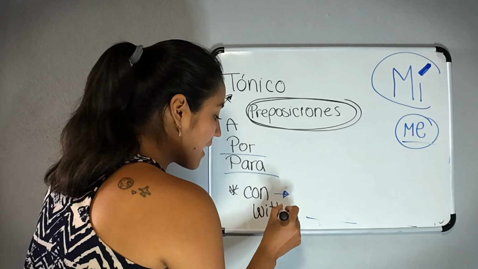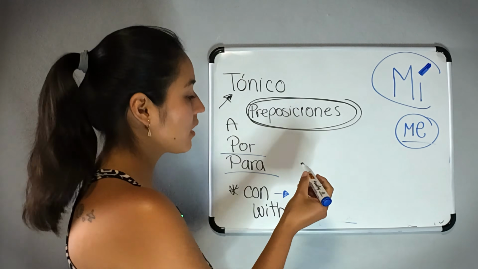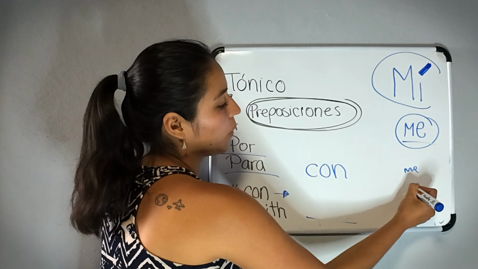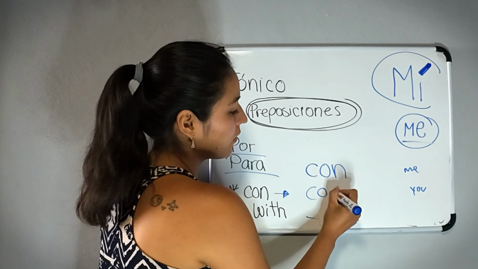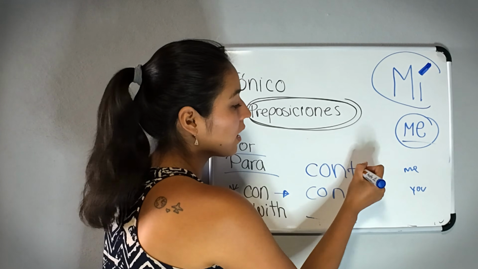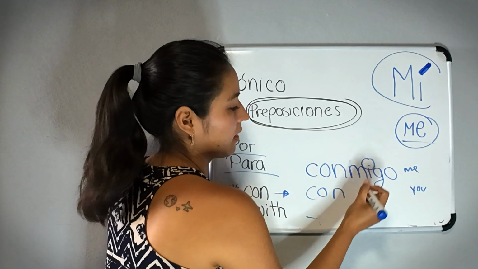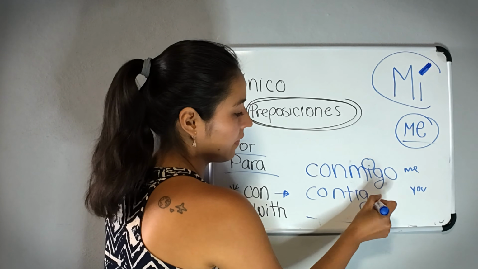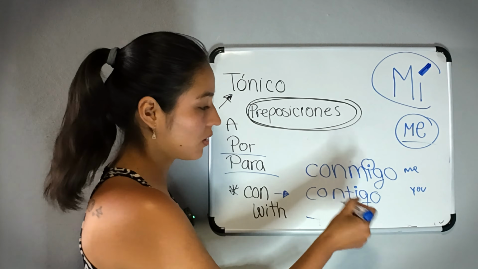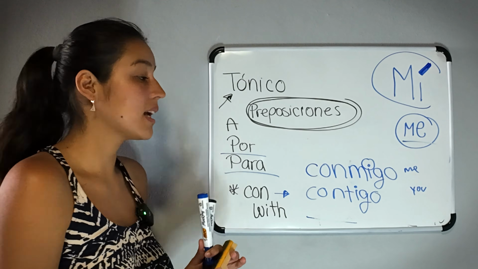This has a little rule. Okay? So, it's going to change when you want to say with me or with you. Okay? Instead of saying con me, we are going to say conmigo. No accent, okay? Contigo. Okay? We changed those two. Conmigo, contigo. Yeah? About that preposition.